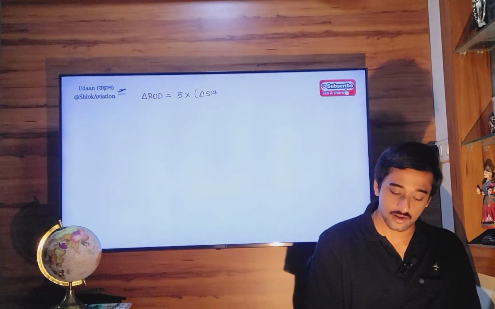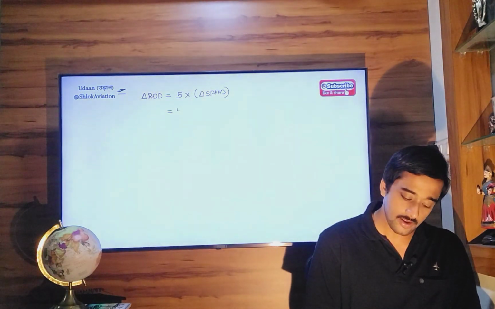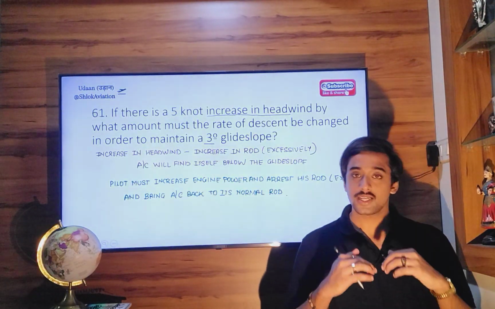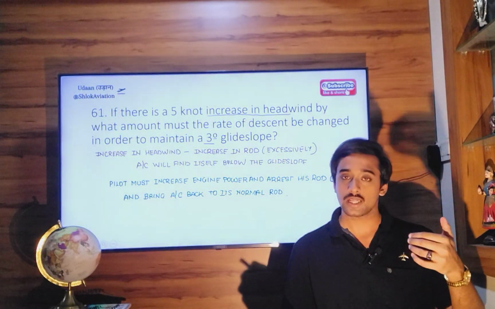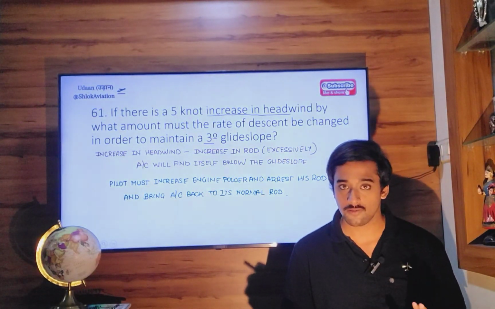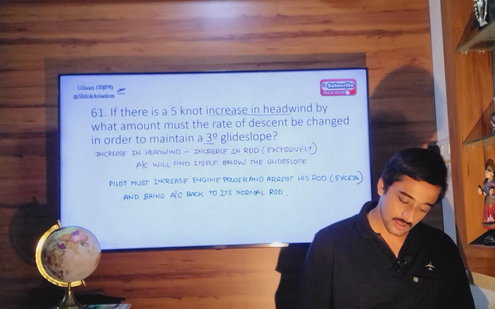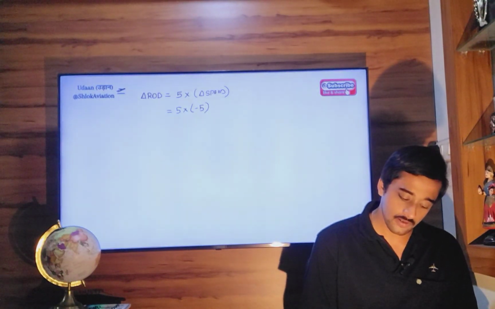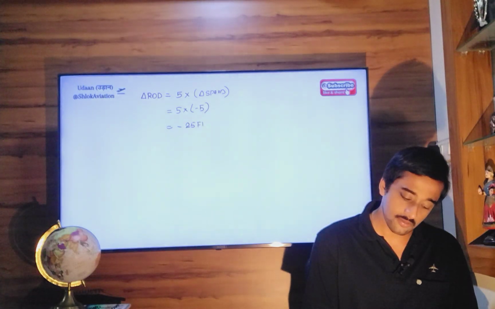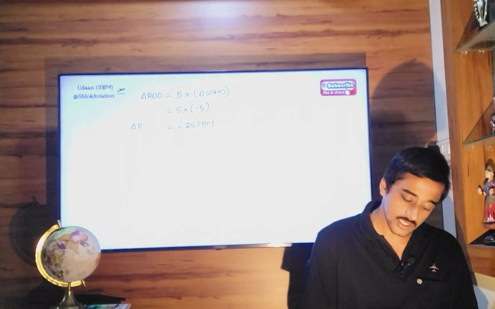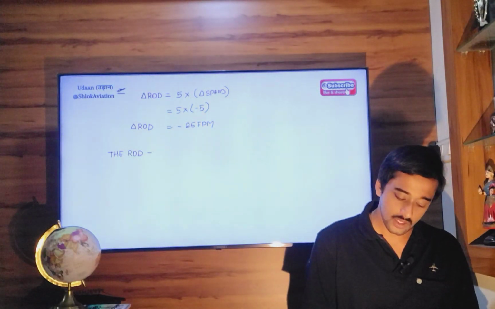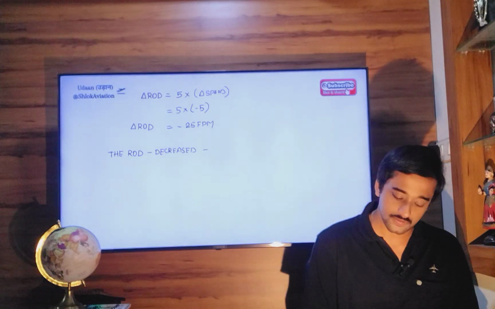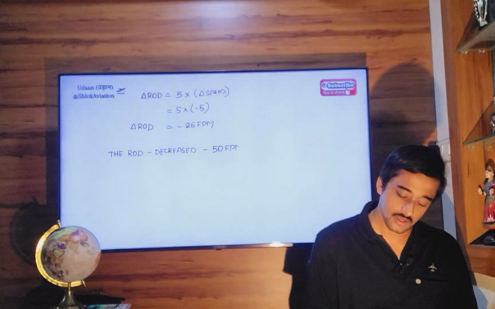the ground speed. So 5 times. Now whenever there is an increase in headwind, the ground speed will decrease. So if there is 5 knot increase in headwind, the ground speed will decrease by another 5 knots. So 5 into minus 5, so that is minus 25 feet per minute. So the rate of descent must be decreased by 25 feet per minute. Okay, next.